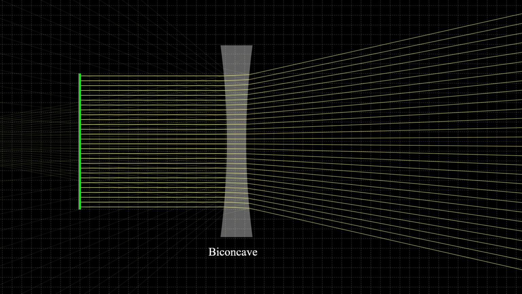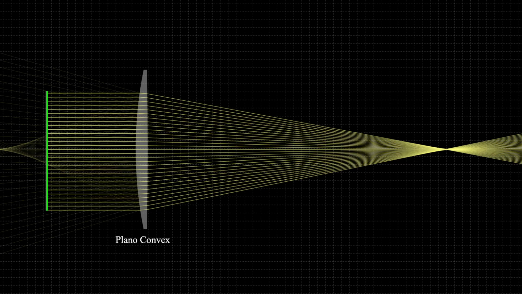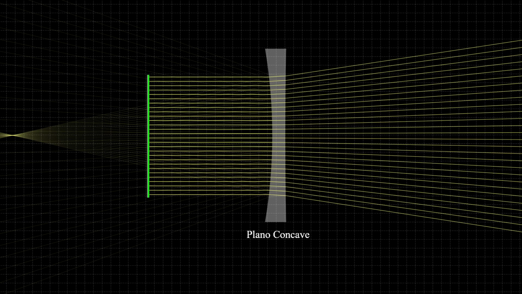The next one is the double concave. This diverges light rays, and it's called a negative lens. Plano-convex. Convex on one side, flat on the other, and this is again converging. Plano-concave. This is concave on one side, flat on the other, and this is diverging.